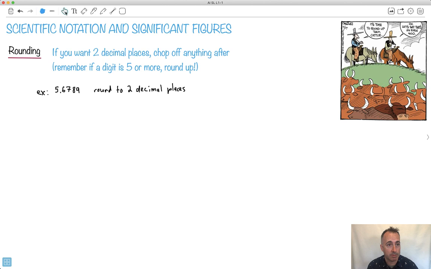So, for example, we could say 5.6789. If we wanted two decimal places, we would look at the two decimal places, so two after the decimal, which is a 7, and we would look at the number after it, that is an 8, which means I have to round it up. So that means this number is going to become one more than that. So 5.68, for example. There we go, rounded.